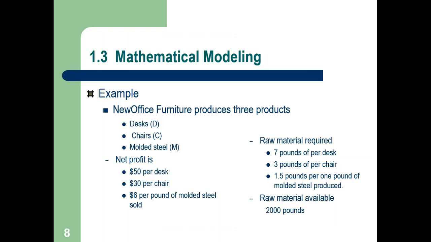What's the third thing holding us back? The steel. How would I model that? How many pounds? Noah, how many pounds do I have? 2,000. 2,000, so I can't go over that. I can go less than that, but I can't go over that, so less than or equal to 2,000. What's the function that represents the amount of molded steel or steel I'm using? Noah? 70 plus 3C plus 1.5M. Very good.